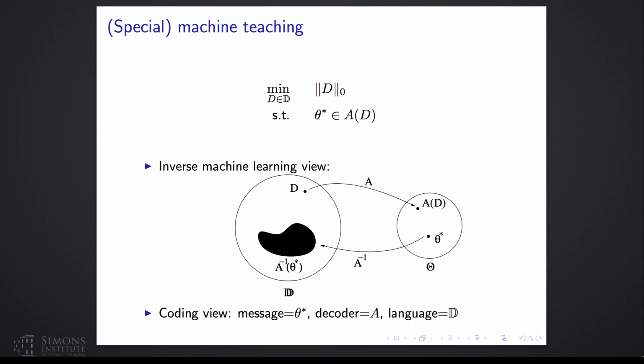Now you can visualize this with the figure here, where here is the space of training sets. Any training set maps by this function or learner A to a hypothesis, and this should be big H. And therefore, given that the teacher wants to teach some theta star, there may be a subset of training sets that will result in theta star, among which the teacher is going to pick the one with the least cardinality.